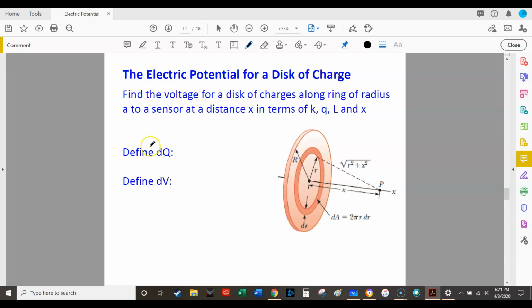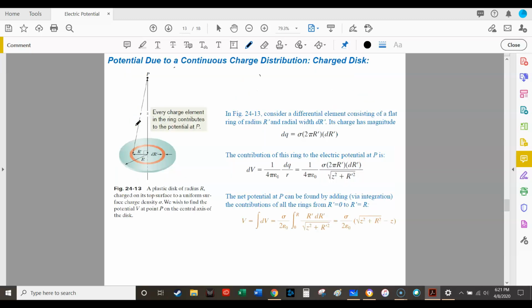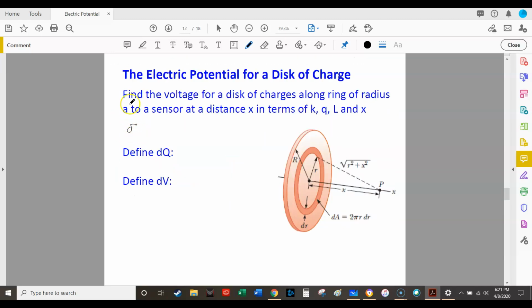All right, we're back. Let's go ahead and try to define what dq is. So sigma is equal to q over the area, right? It's a two-dimensional density, okay? And what that means is that dq is varying along this small r, right?